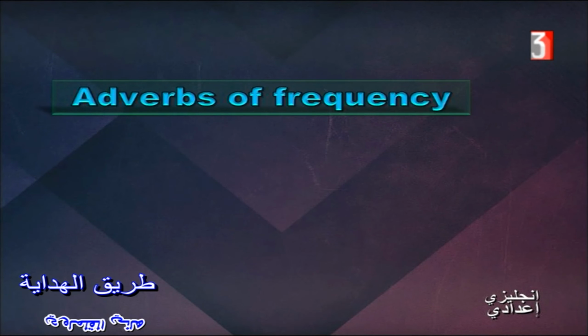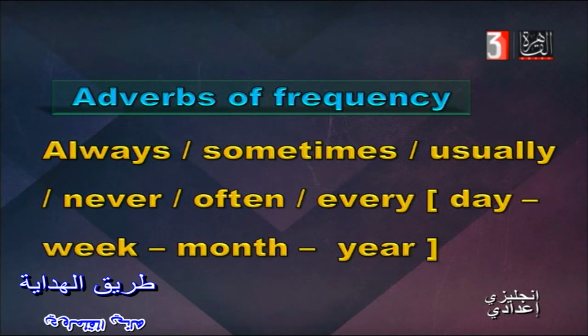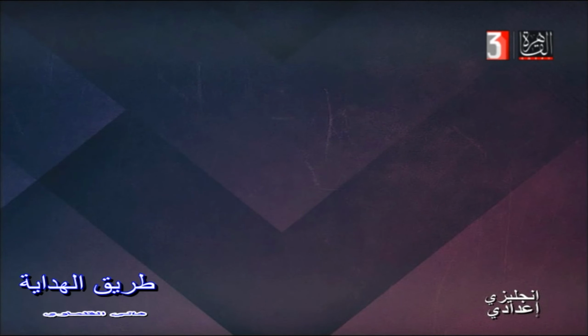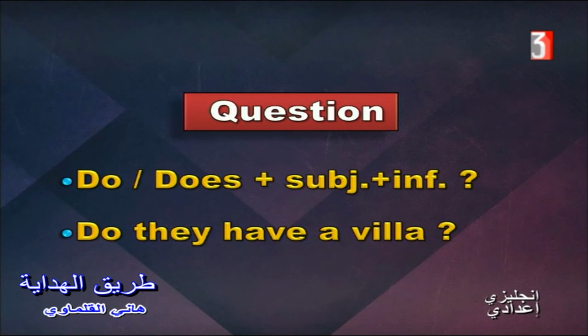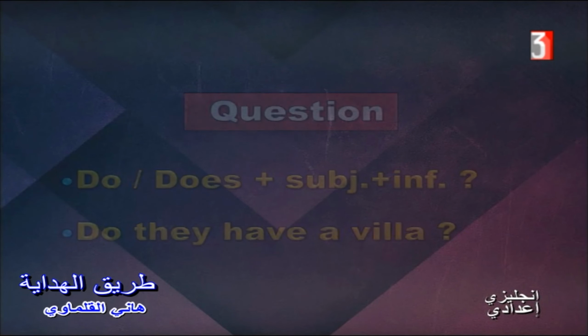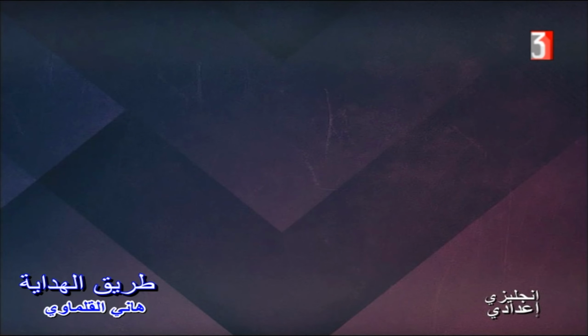What about adverbs of frequency? Adverbs of frequency tell me how many times an action is repeated. They answer the question starting with how often. So adverbs of frequency, مرات تكرار حدوث الفعل: always, sometimes, usually, never, often, every day, every week, every month, every year, occasionally, and so on. So let's see the question in active form. We put do or does, then the subject, then the infinitive. Do they have a villa? Of course, الأنسر ممكن تكون yes they do or no they don't.